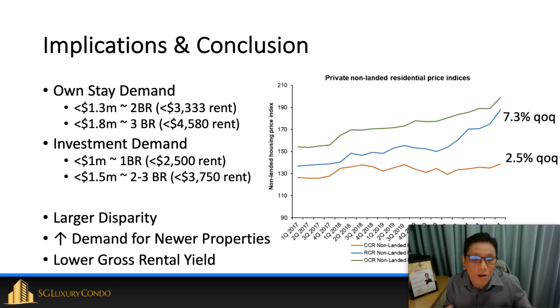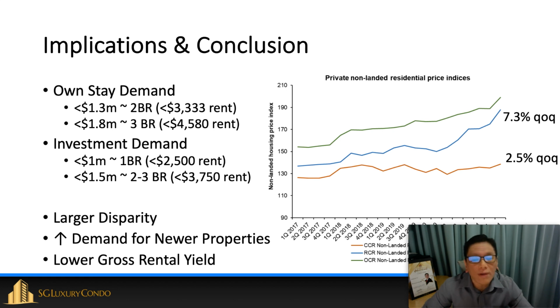This is a more important slide. So what are the implications? For own stay, what I feel is that the demand, in order for people to keep within the tax bracket, will most likely be for a unit below 1.3 million, where the rental will be less than 3,300, likely a 1 or 2 bedroom. For a larger unit, people going for the second tax bracket will likely go for a 3 to 4 bedroom, and will likely purchase it below 1.8 million. So I expect these two brackets to be of a higher demand.